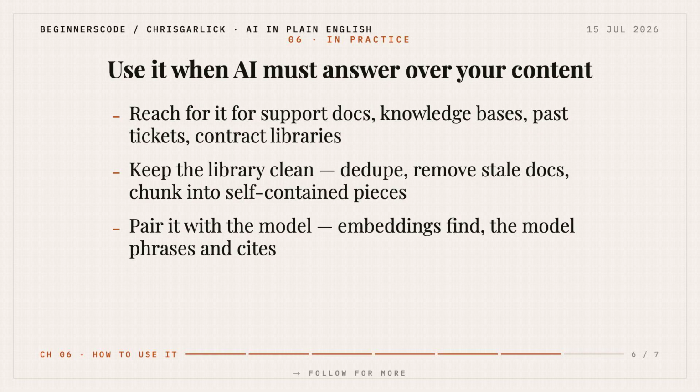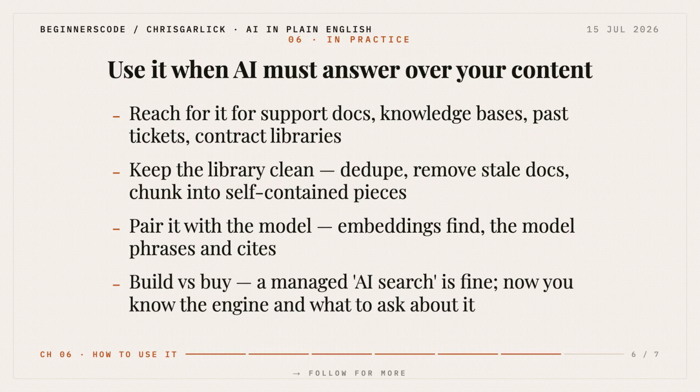Pair it with the model. Embeddings find. The language model phrases the answer and cites the source. Neither does the whole job alone. Build versus buy. You can stand up a vector database yourself or use a tool that hides all of this behind a search box. For most businesses, the managed option is fine. What matters is that you know what's happening underneath, so you can tell a good one from a gimmick. The takeaway isn't go and build a vector database. It's when a vendor says "AI-powered search," you know the engine and the right questions to ask about it.